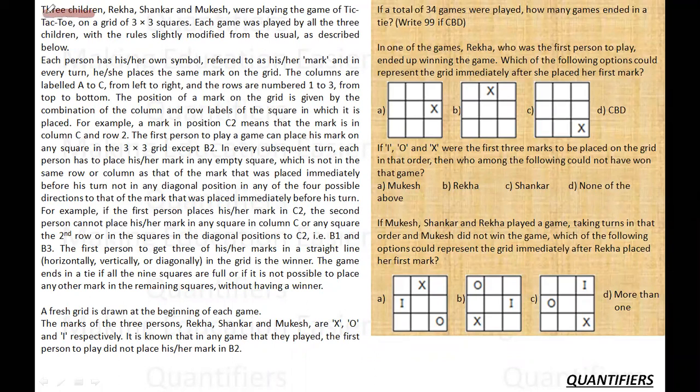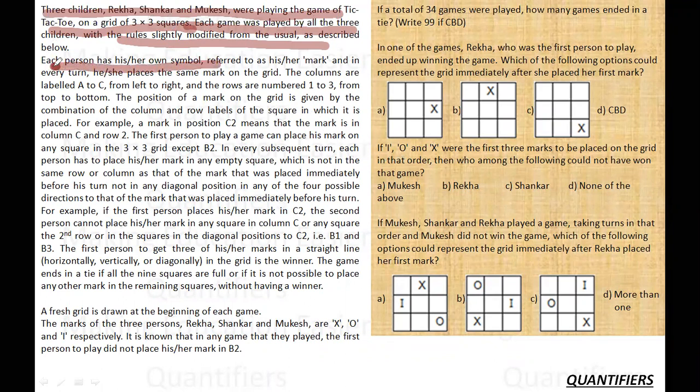There are three children, Rekha, Shankar and Mukesh. They are playing the game of tic-tac-toe on a 3x3 grid. Each game was played by all the three children with the rules slightly modified from the usual as described below. Each person has his or her own symbol referred to as his or her mark, and in every turn he or she places the same mark on the grid. So if my symbol is X, I will mark X wherever I have to mark.